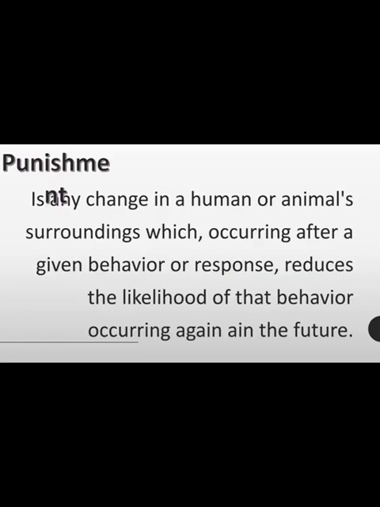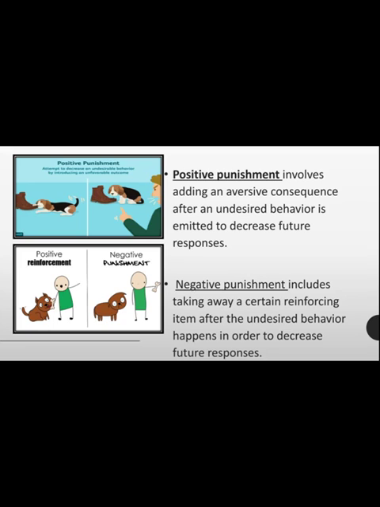Punishment is any change in human or animal surroundings which, occurring after a given behavior or response, reduces the likelihood of the behavior occurring again in the future. Positive punishment involves adding an aversive consequence after an undesired behavior is emitted to decrease future responses. Negative punishment includes taking away a certain reinforcing item after an undesired behavior happens in order to decrease future responses.